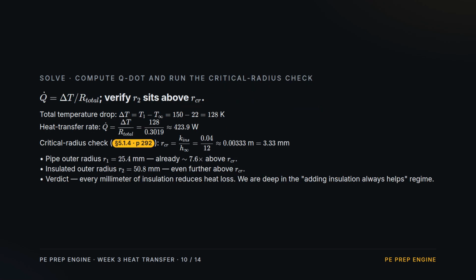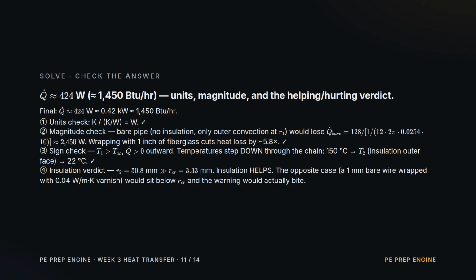Compute Q dot. Then run the critical radius check. Total drop is 128 Kelvin. So Q dot is delta T over R total, about 424 watts. R critical is k insulation over h∞, about 3 1/3 millimeters. The bare pipe radius, 25.5 millimeters, already sits roughly 7.5 times above it. Verdict: we're well into the regime where more insulation helps. Final answer: about 424 watts. Roughly 1,450 BTU per hour.